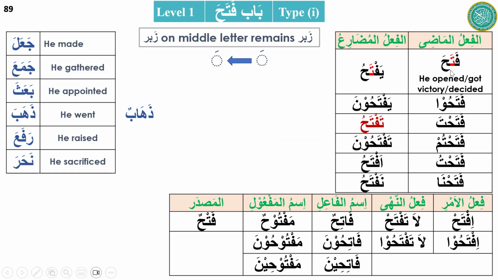And what is the pattern? You have to look at the second letter. The second letter has Fatha, and the same second letter here has the Fatha. So the pattern will become Fatha, Fatha. And then we have to say the chapter Fataha means he opened, he got victory, he decided.